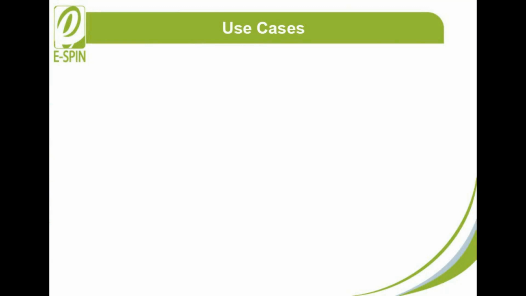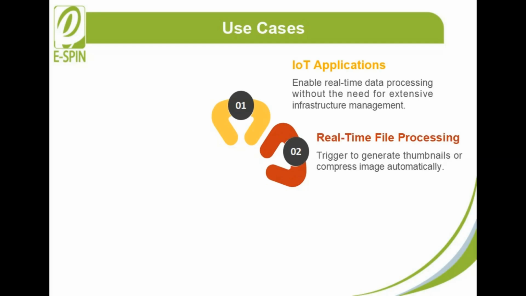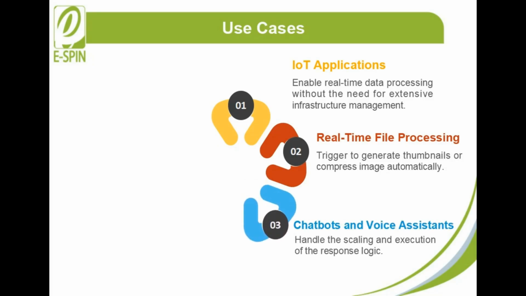Use cases. IoT applications: serverless functions can be triggered by IoT events, enabling real-time data processing without the need for extensive infrastructure management. Real-time file processing: a serverless function could be triggered to generate thumbnails or compress the image automatically. Chatbots and voice assistants: triggered by user input such as a voice command or chat message, with the cloud platform handling the scaling and execution of the response logic.